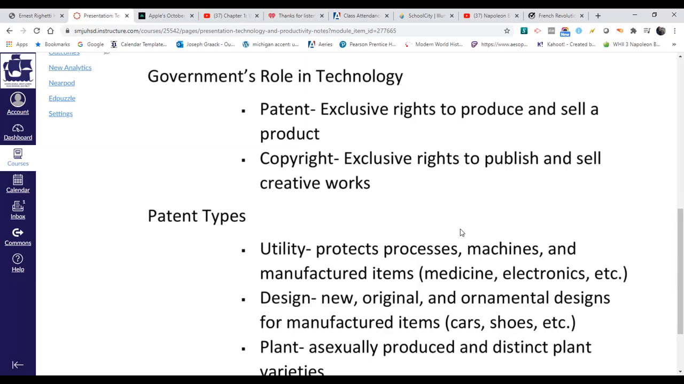Our government's role in technology is basically to protect those who are going to take the risk to improve something or invent something new. And they do that in one of two ways. There are things called patents and there's things called copyrights. A patent is an exclusive right to produce and sell a product. That would be, right, your new iPhone.